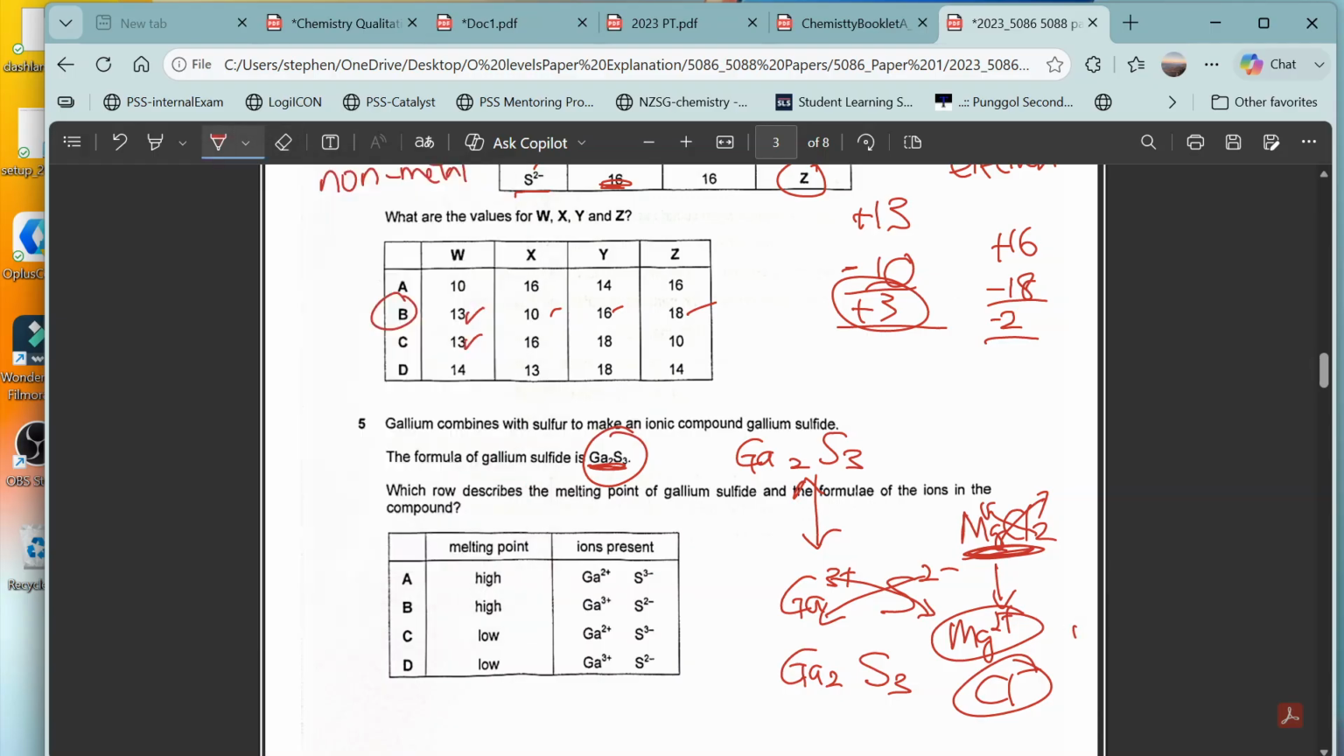So the ions present should look like this one, this one, this one, and this one. Oh, I saw the melting point. Because it's an ionic compound, they should have high melting point. So the answer is B.